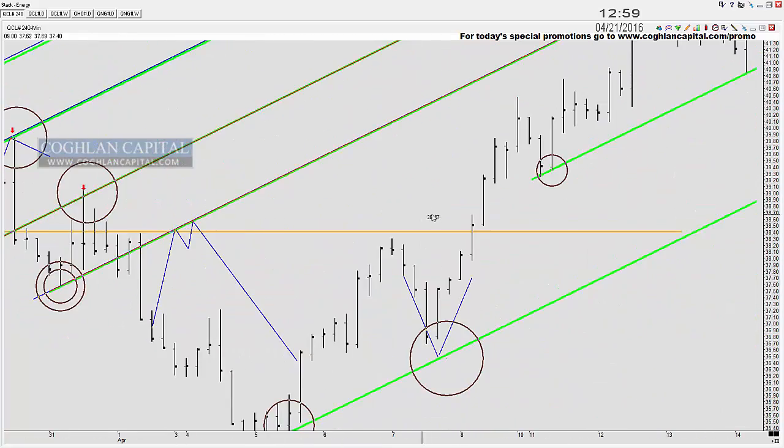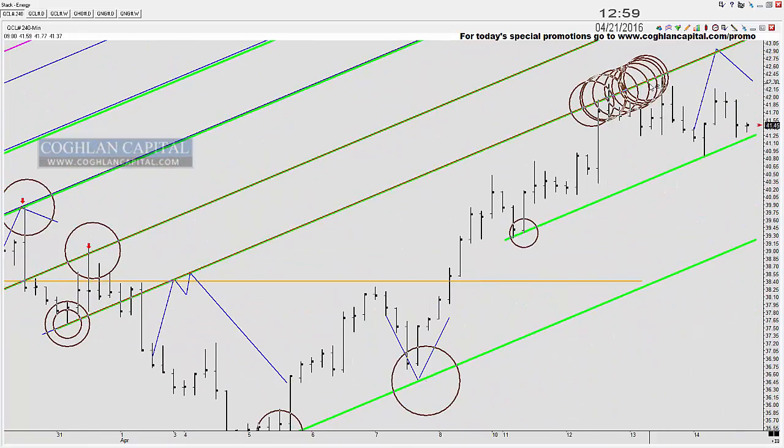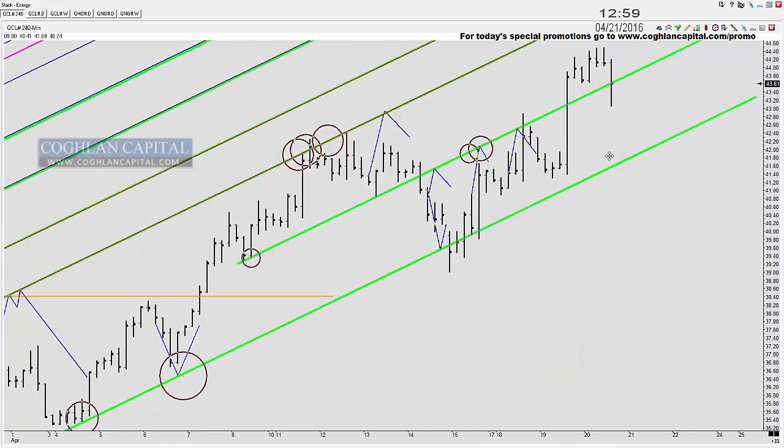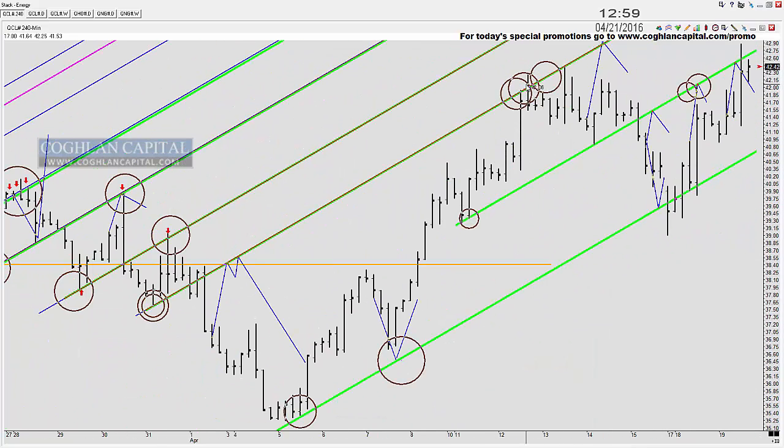Until I think we actually did. Yes, there we go. We actually rose up and hit resistance. I want to make sure we did actually. Yeah, we tagged it. There it is. I think I just deleted the line. Let me put the line back in. There it is. So we actually went up, hit that resistance.